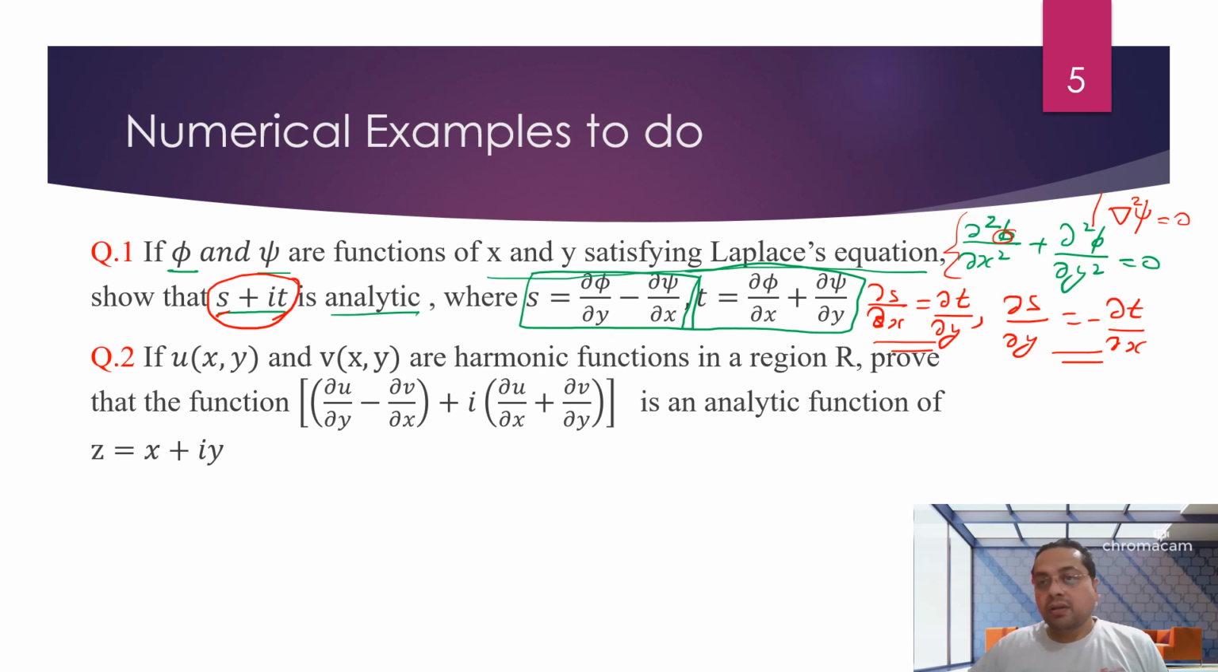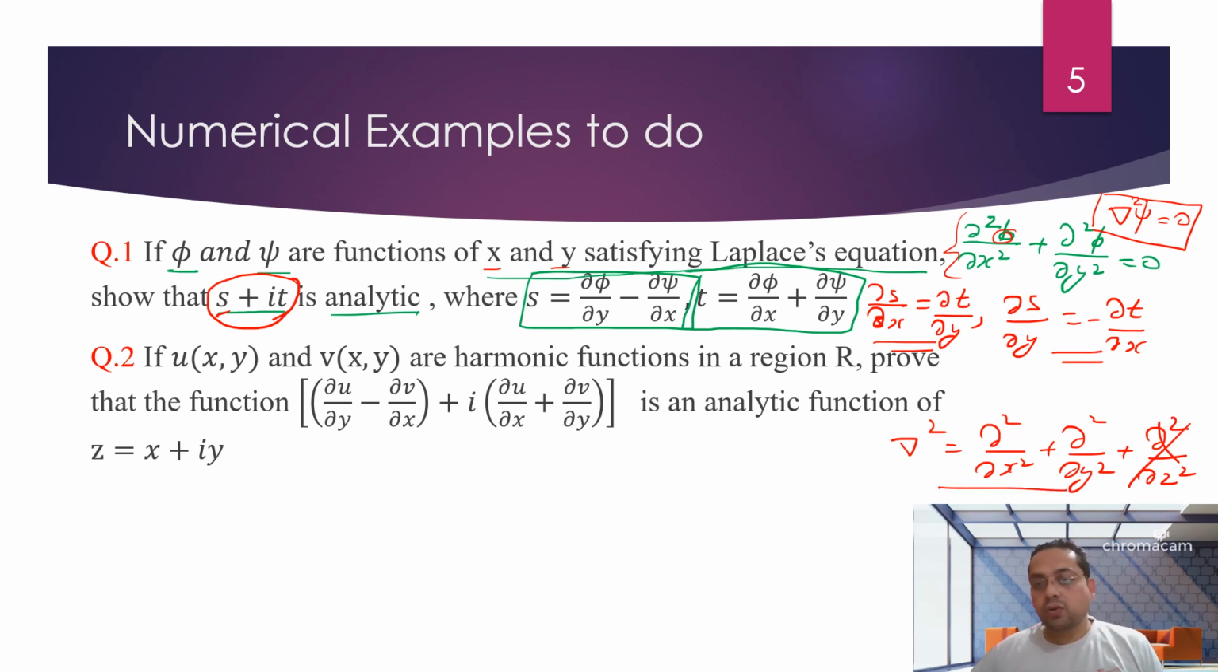This is the vector operator, the del operator. The value of del square is equal to del square by del x square plus del square by del y square in 2D. For 3D it is equal to plus del square by del z square. But in this case, because the function is of x and y only, two variables, we will consider del square is equal to this.